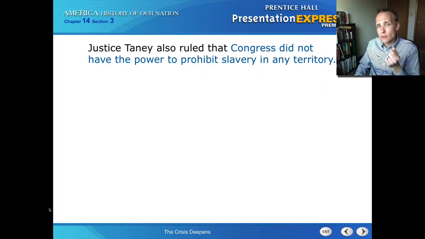On top of that, it says Justice Taney here. That's the Supreme Court justice. The Supreme Court ruled that Congress, the national government, did not have any power to limit the spread of slavery in any territory of the United States. So things such as the Missouri Compromise, the Compromise of 1850, and the Kansas-Nebraska Act were void. Slavery could go wherever it wanted to because it was property.